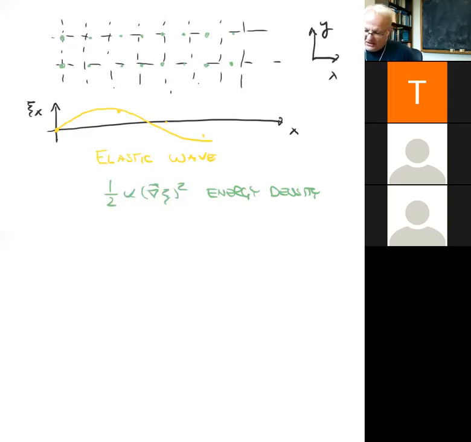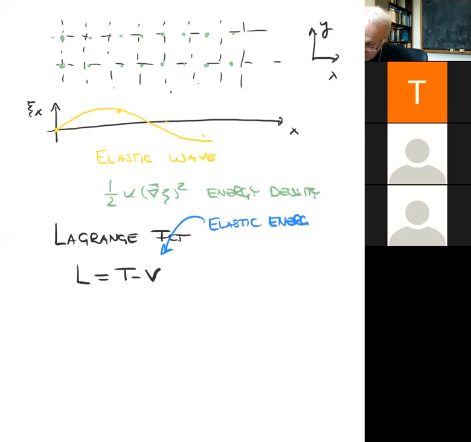So what I could try to do is write a sort of Lagrange function that corresponds to this kind of potential energy. And what that would look like is something like this. Okay, so I would imagine that there's some kind of Lagrange function, which is T minus V, where this V is really the elastic energy density. Okay, and this here is some kind of kinetic energy.